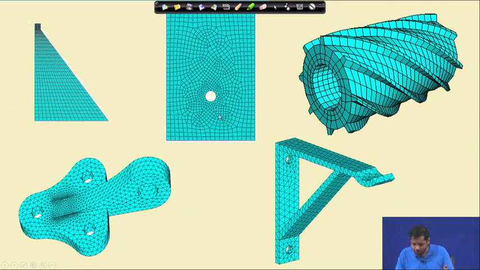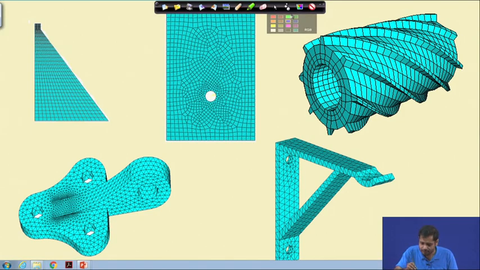What is important here is that when you discretize a three dimensional object, we need three dimensional elements. All these are elements. So when we say this is one element, this is one element, similarly here also this is one element. These are different elements, and here also we have different kinds of elements.